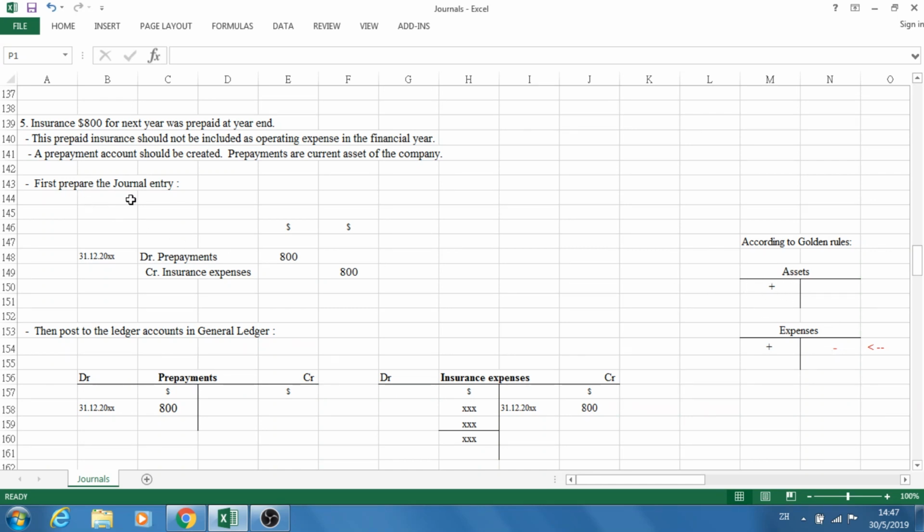First, prepare the journal entry. Date: debit prepayments 800, credit insurance expenses 800. Then follow this journal to post to the ledger accounts in general ledger. Debit prepayments 800, credit insurance expenses 800.